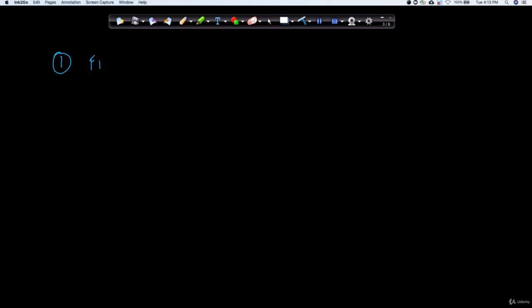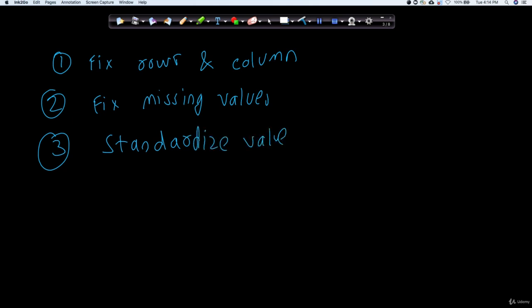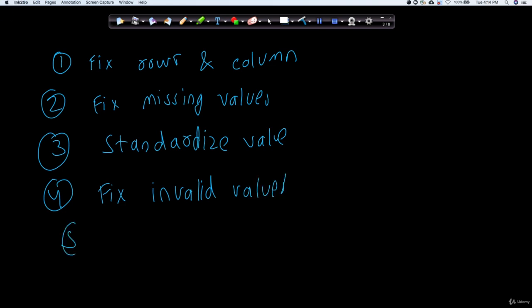Number one is you would like to fix your rows and columns. That's the first part. Second component is that you need to fix your missing values. This is also going to be important. Number three is you need to standardize your values. Right now, don't worry about what all this is, I'm going to explain all these things one by one. Fourth is fixing invalid values, and sometimes you need to filter your data.